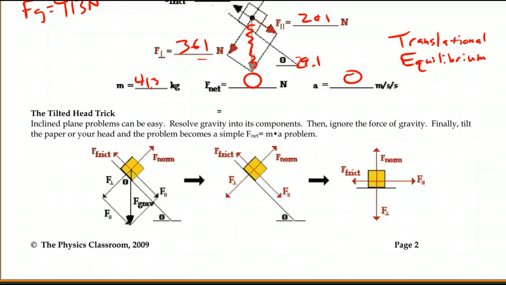So just because the surface is tilted, don't think it's a huge impediment to your success. It just means you have to learn a couple of quick tricks: how to get rid of the uncooperative force, what to turn it into, tilt your head or tilt the paper and line everything back up, and you're right back where you started.